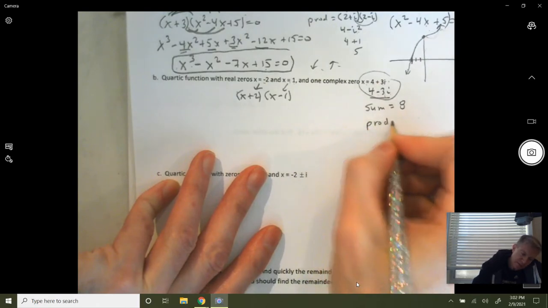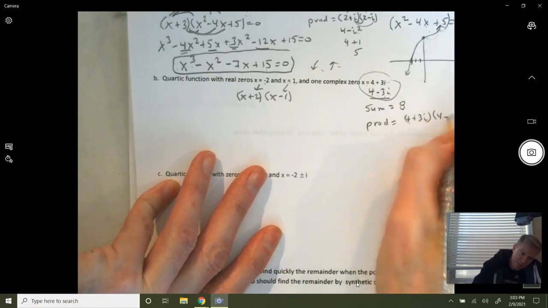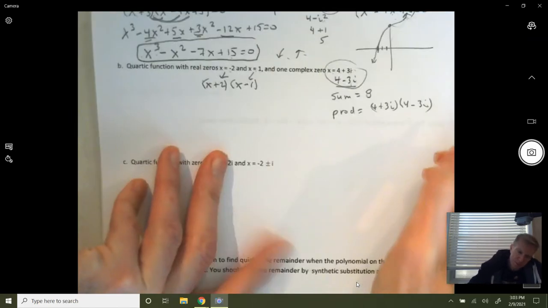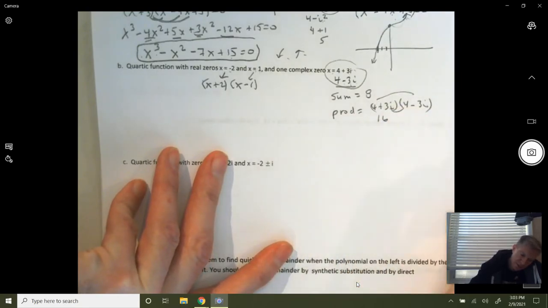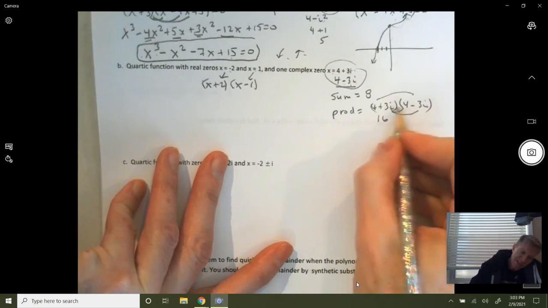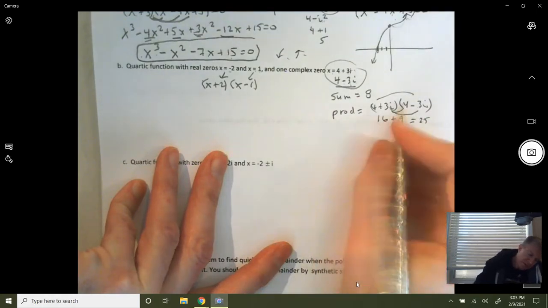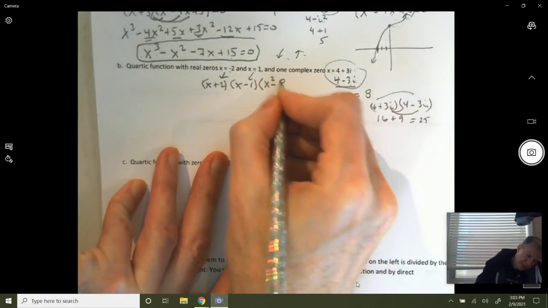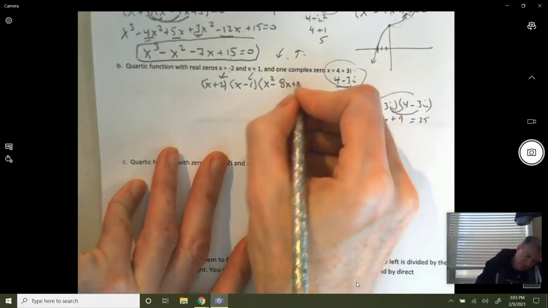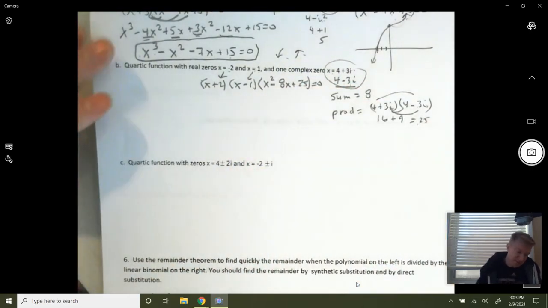The product of these two is going to be 4 plus 3i times 4 minus 3i. Multiplying that together, we're going to get 16. Outers and inners cancel because they're conjugates. You get minus 9i squared, which gives me plus 9, or 25. So this is going to be x squared minus the sum of the roots, 8x, plus the product of the roots, 25, equal to 0. Now we can expand this out.